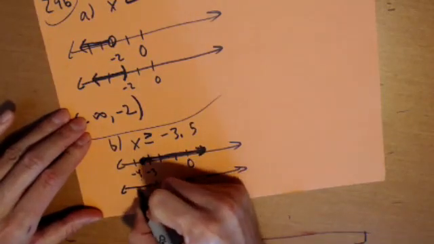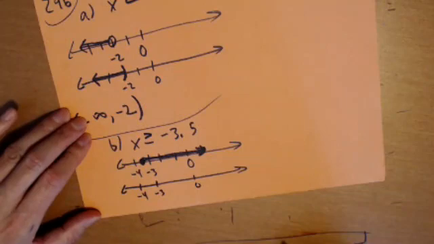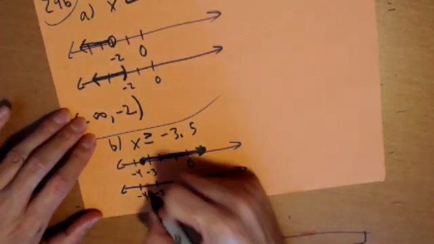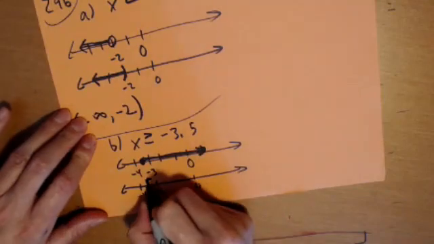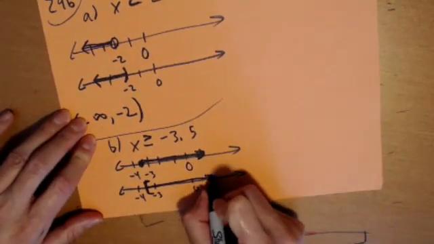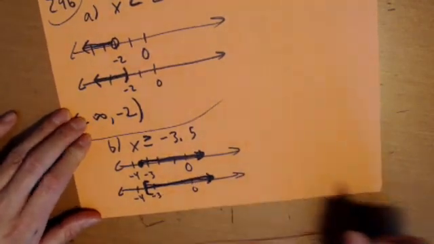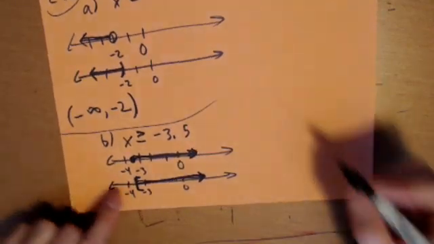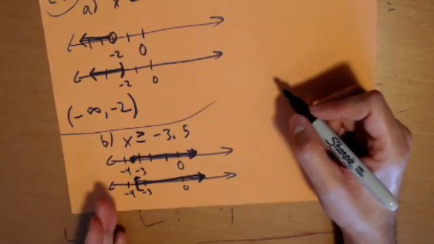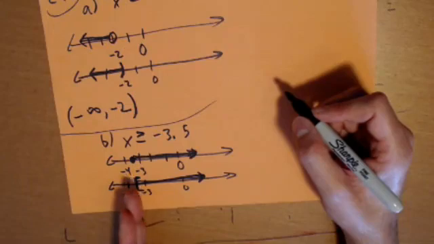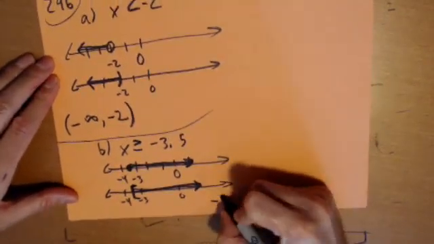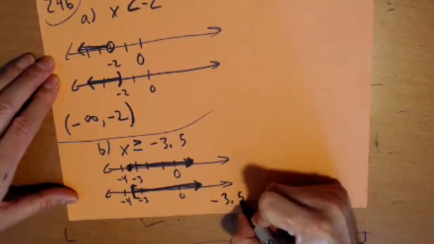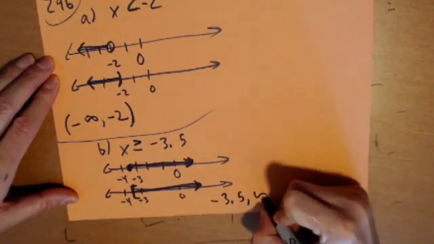Or, 0, negative 3, negative 4. Or if you use bracket parenthesis notation, solid dots get a bracket. So you put a bracket there, and then you shade everything to the right. And then when you write it in interval notation, you'd say we go from negative 3.5, so left to right, negative 3.5 all the way, comma, to infinity.